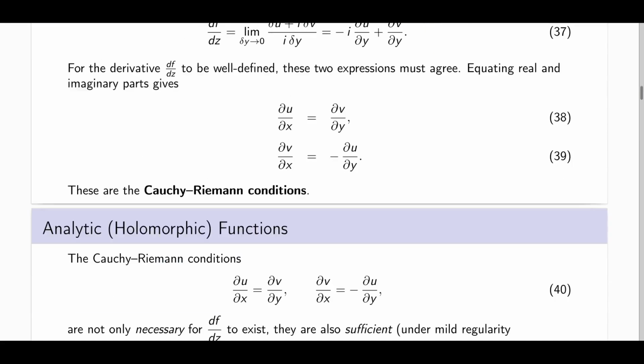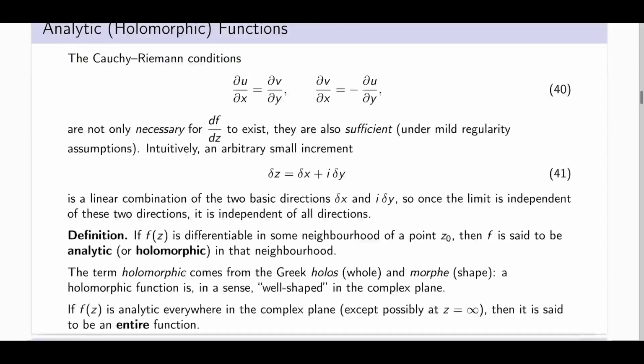A function that satisfies these conditions is called analytic or holomorphic. Such functions are extraordinarily well-behaved. They're smooth, infinitely differentiable, and tightly constrained by their values in any small region of the complex plane.